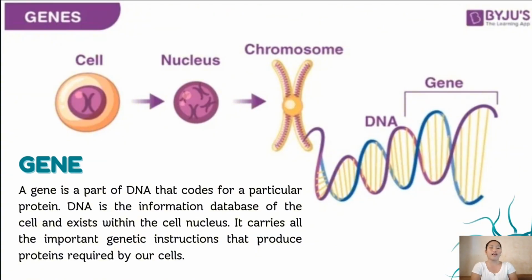In DNA, there are many more genes, and each gene has a set of instructions from the DNA. DNA is the information database of the cell that is located in the nucleus, and it carries genetic instructions to produce essential proteins. As you can see in this slide, the most basic unit of this topic is the gene. It explains that DNA is not just a random molecule, but a structured database stored safely in the nucleus that holds the blueprints for everything your body needs to function.